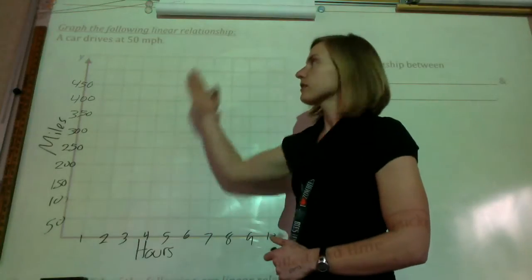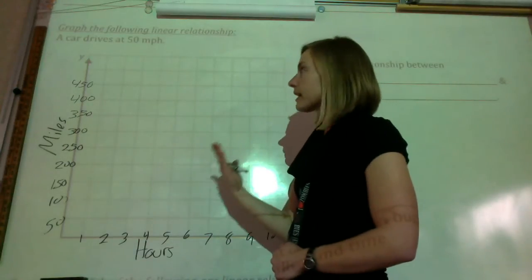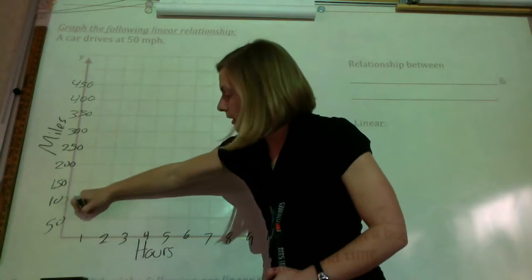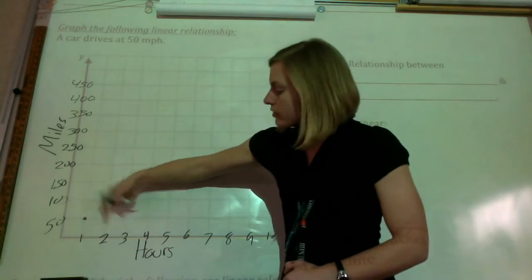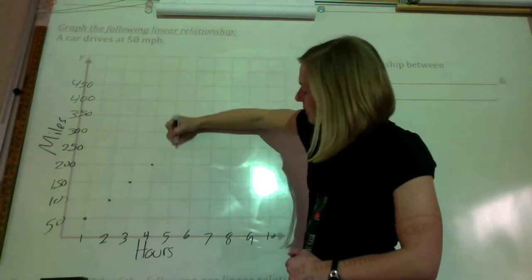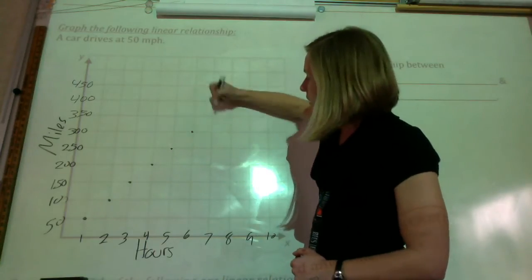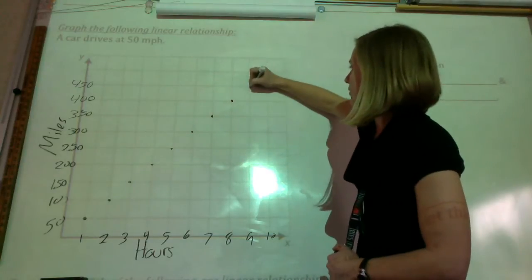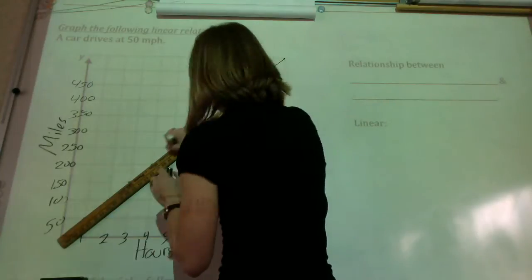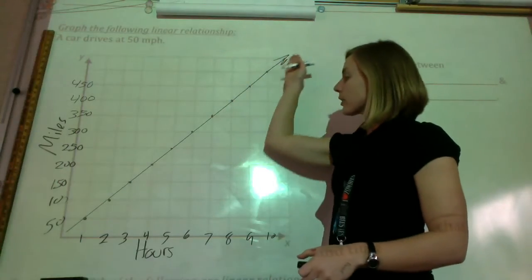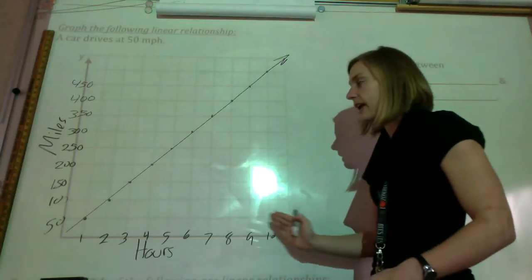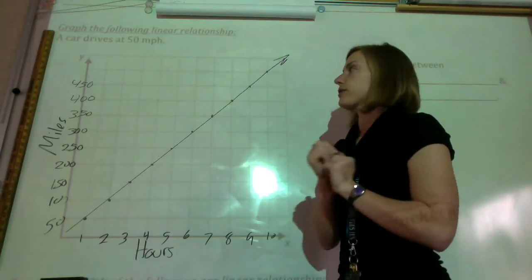So now that I've done that, I just need to take a look at my information. Every hour, he's going 50 miles per hour. So at 1 hour, he'll be at 50 miles away. At 2 hours, he'll be 100 miles away. 3 hours, 4 hours, and we can see a general trend that's going to happen. Now let's draw our line. And we put an arrow at this end because it can go on forever. Obviously, he's probably not going to be driving for that long, but you never know. It might be a road trip.